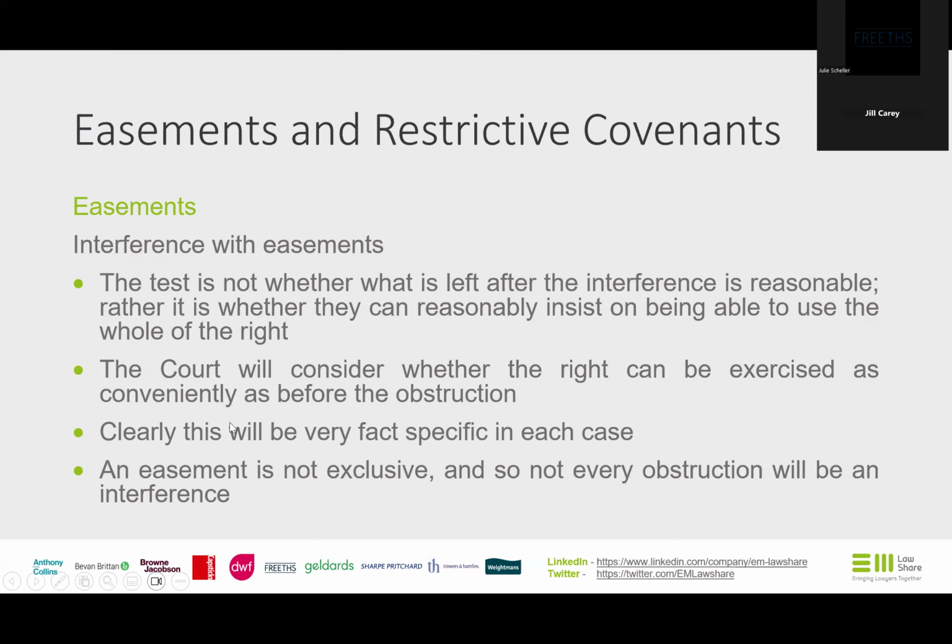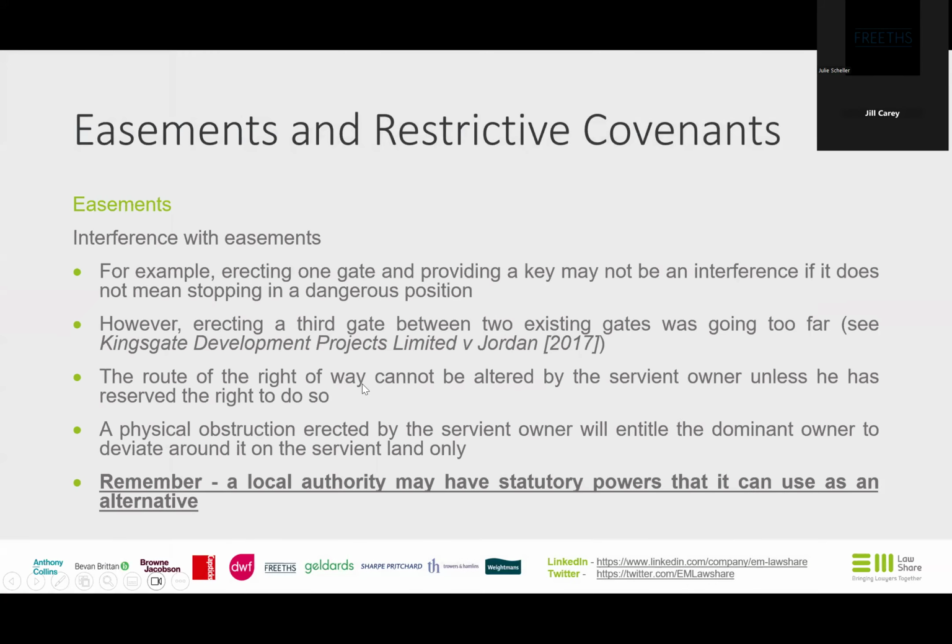It's also important, as with the case we looked at with the parking before, an easement is not exclusive use. And so not every obstruction put up by the servient landowner will be considered interference. Quick example on interference with easements. If you put up a gate over a right of way as an illustration, provided you tell them, you give them a key or a code, that may not be an interference, provided it doesn't mean they have to stop somewhere dangerous to open the gate. But if you make it too difficult, so in the Kingsgate case there were two gates that were already not that far apart, and then they put a third gate in the middle, that was deemed to be going too far.